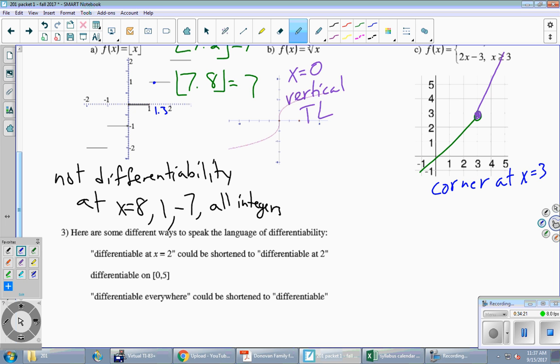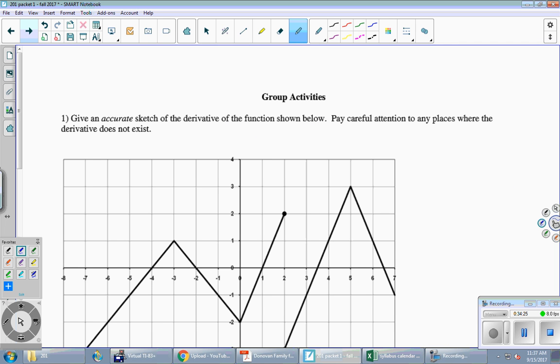Okay? All right. Second activity. It's okay if you didn't quite finish the first one, but just move on right here, everybody. And you are going to draw sketches of derivatives. The first one is supposed to be accurate, meaning exact. The other ones after this first one are just going to be very rough.